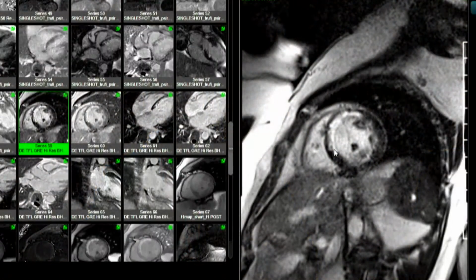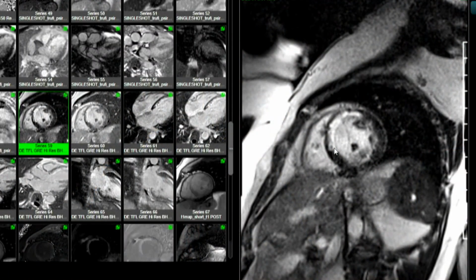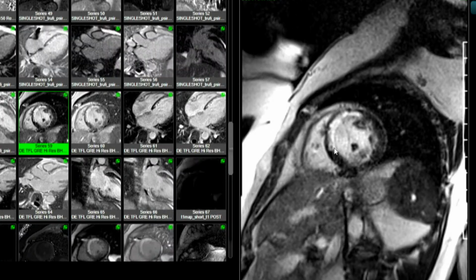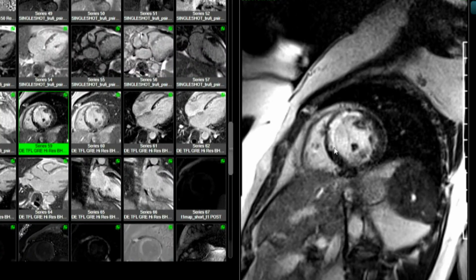Then when you go to the late gadolinium enhancement images, you can clearly see in that LAD territory a large area of scar. And the white over here is areas which have a very short T1 time, which means it's hyperintense, and that's how we identify scar.